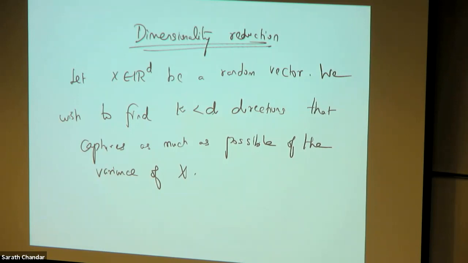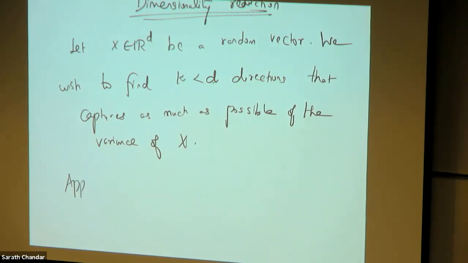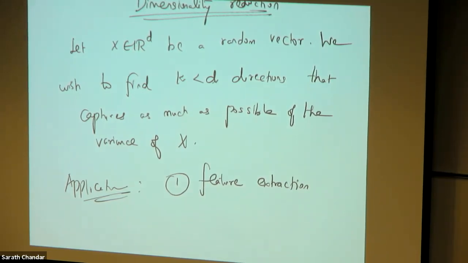Now, what are the applications where this idea of dimensionality reduction is useful? There are a lot of applications. Some that I would like to list are, first of all, feature extraction. If you want to extract a bunch of features from a high dimensional feature space, you could do dimensionality reduction, or you could do this for data visualization.